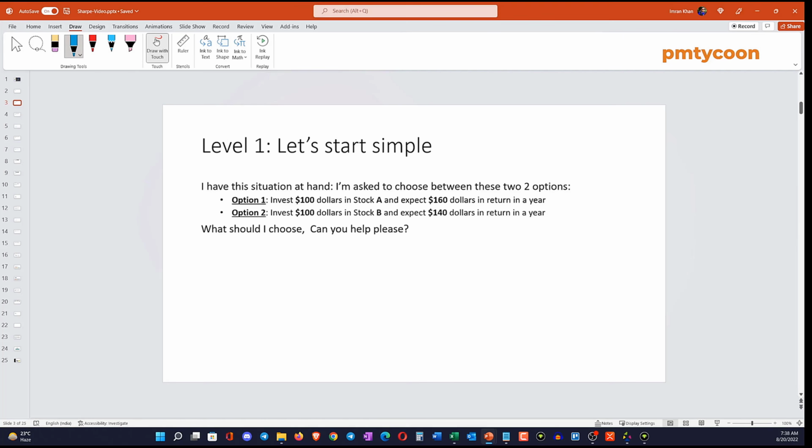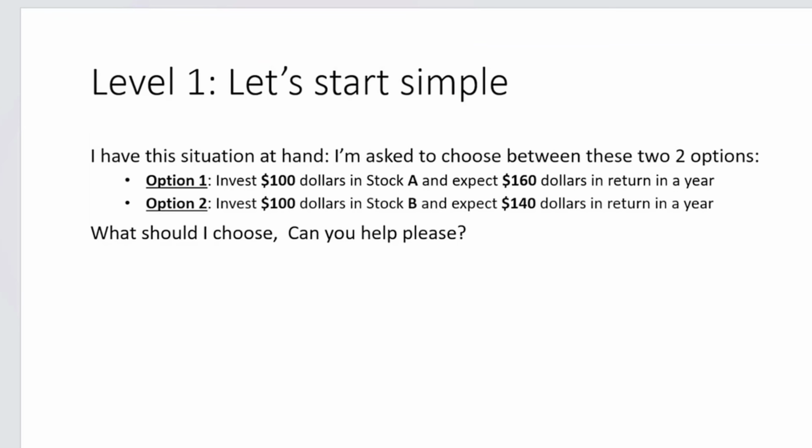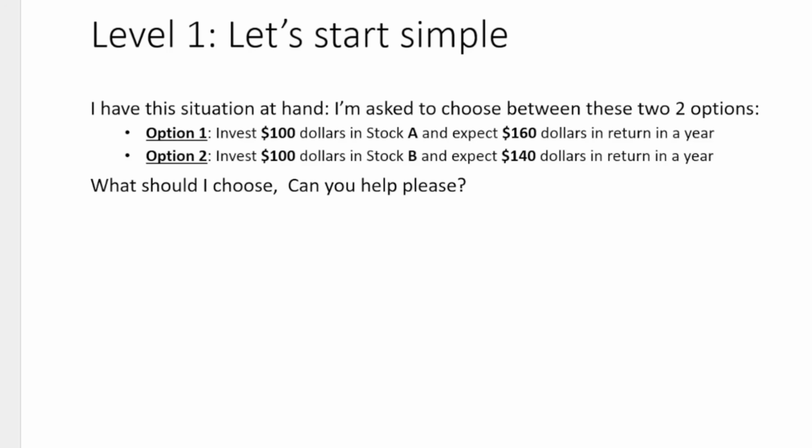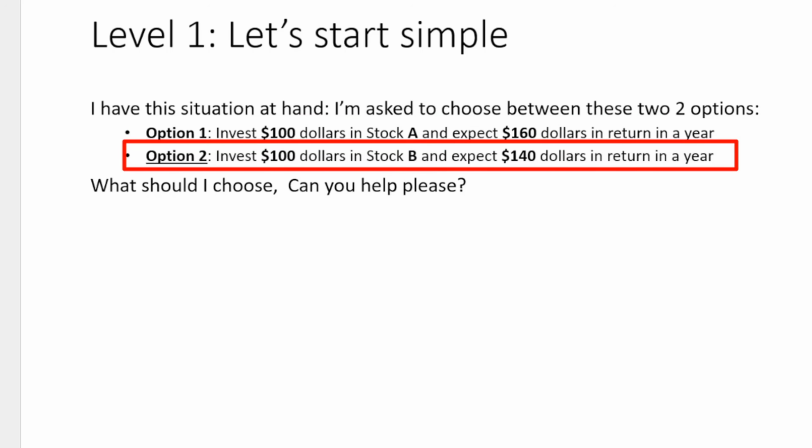Let's start with a simple question like the one you see here and build our understanding to reach the point of the Excel you have just seen. I have to pick between option 1 and option 2. Option 1 will give me $160 in a year, and option 2 will give me $140 in a year. And what should I choose?